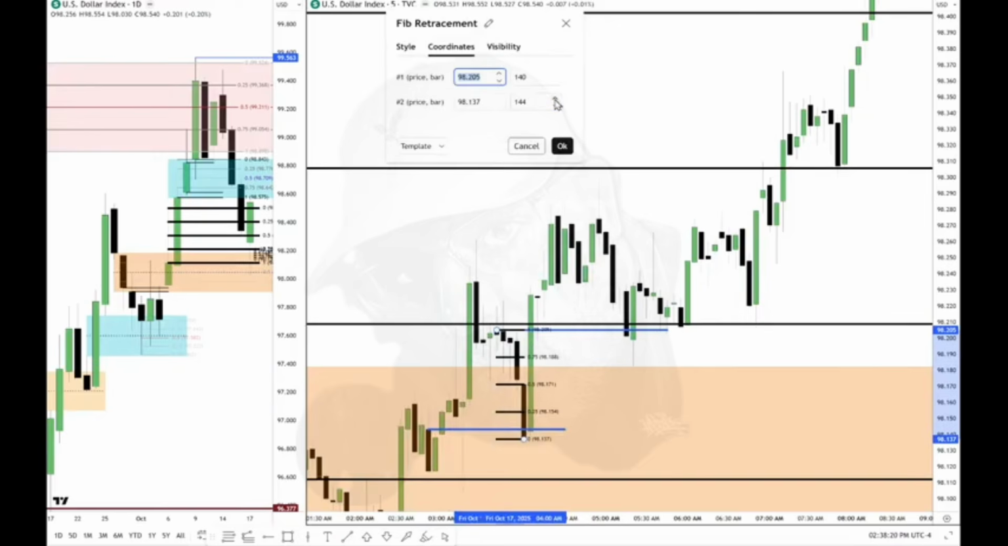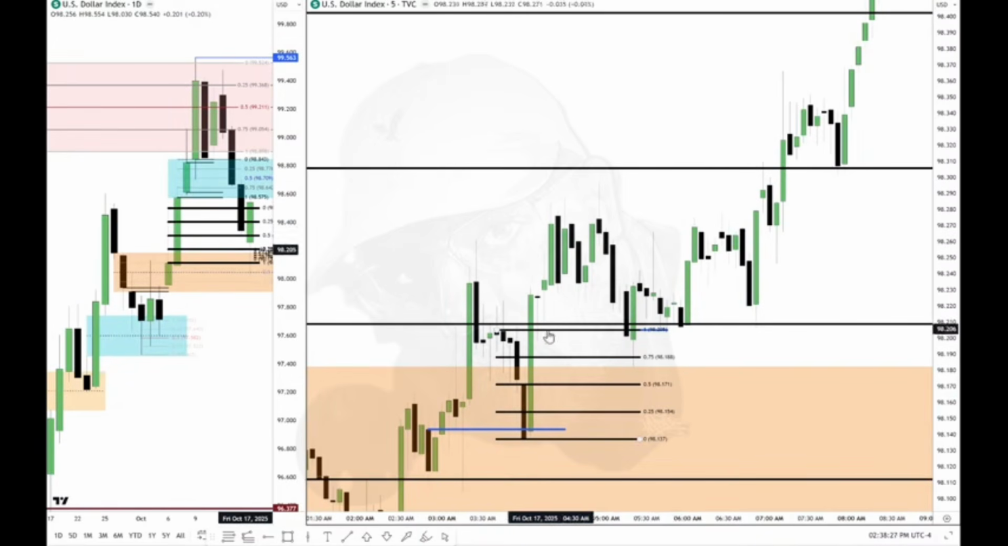none of this should seem hard. This is all basic ICT stuff from my YouTube channel. I'm not bending and twisting and contorting things to make it fit. But here is the upper quadrant, the mean threshold, the lower quadrant, and the low of that order block.